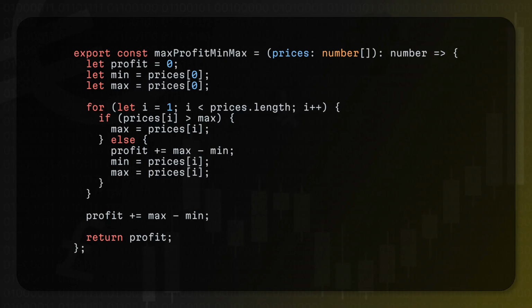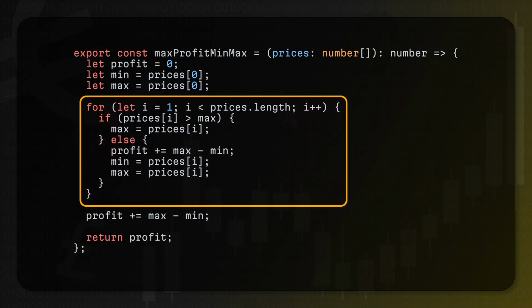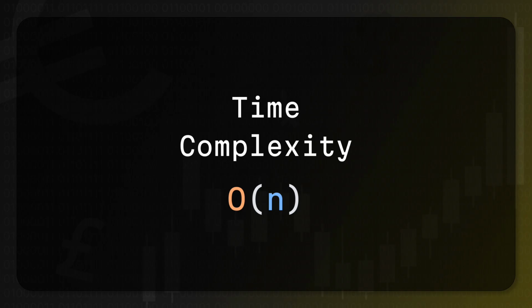So let's talk about time and space complexity. We go through the array exactly once using a single loop, comparing each price to the previous maximum. Each operation inside the loop takes constant time, no nested loops or recursion. So the time complexity is big O of n, where n is the number of elements in the array.